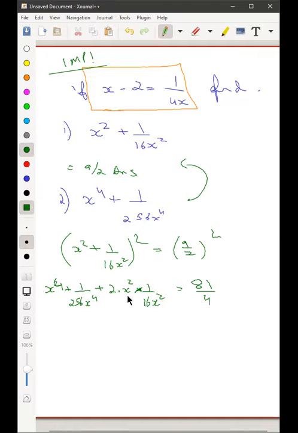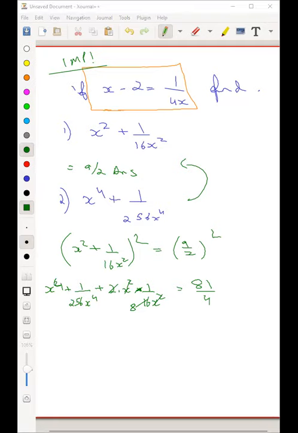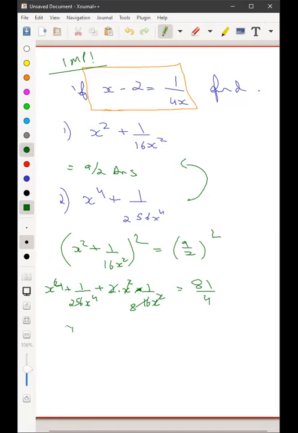Okay, simplify. So x squared gets cancelled and we get 1 upon 8 here, right? Yes, sir. So it's x to the power 4 plus 1 upon 256x to the power 4. One sec. Ishan, I think your answer was correct. Ananya and Aryan, your answers were wrong. Paki, your answer was wrong. Okay, continue, Ishan. Yeah, so x to the power 4 plus 1 upon 256x to the power 4 is equal to 81 upon 4 minus 1 upon 8.